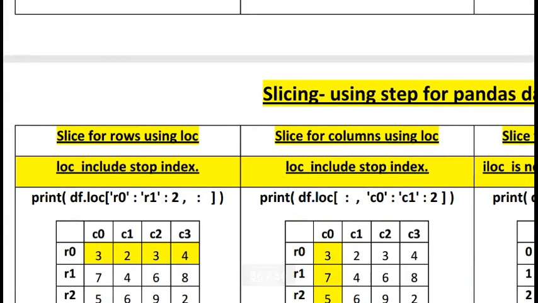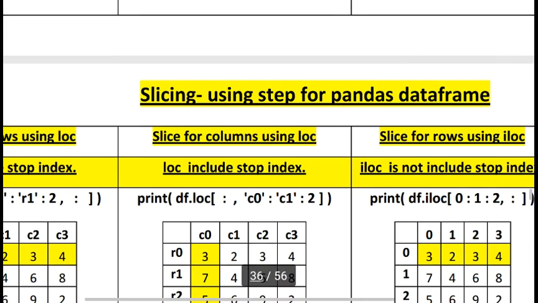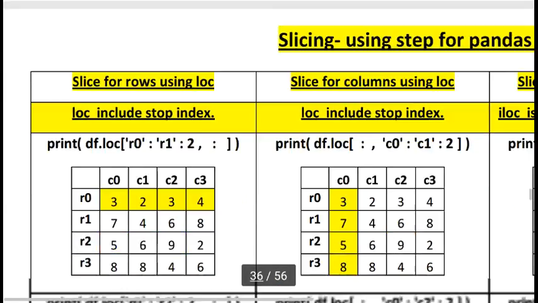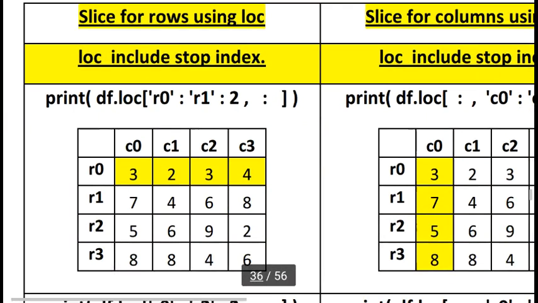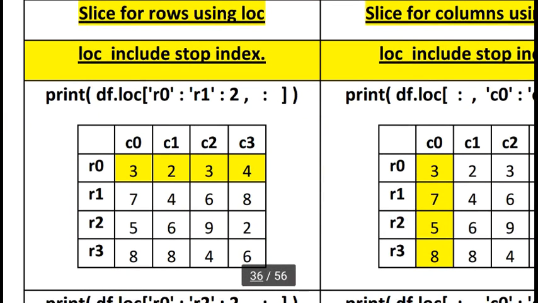Step means we can maintain gap between 2 rows. How many gap I want? So I will write in this command slicing using step. So the new thing is we can maintain gap between rows and columns to select row and column. It is also possible. So you can see, simple thing is, slice for row using loc. Loc includes the stop index, we already know.